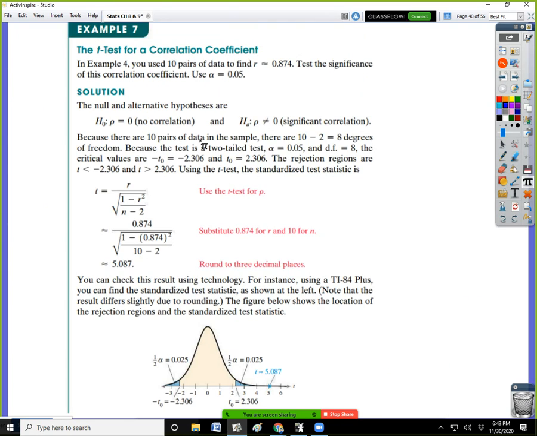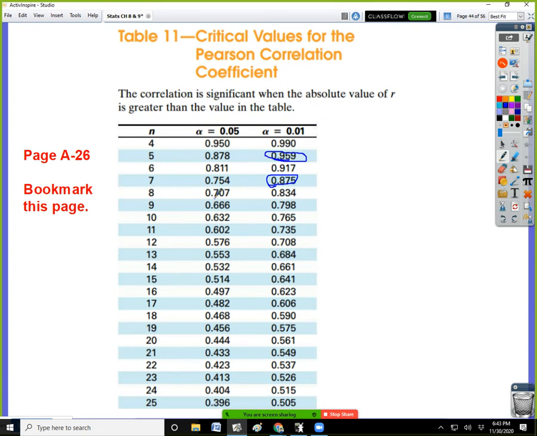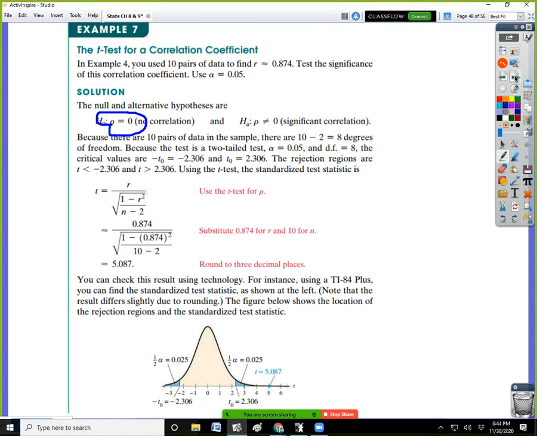All right, so let's see. We're doing P equals 0, right? So remember, that means it's a 2-tail test. So we want 0.05, and the degrees of freedom are 8. So 0.834 is the number I'm looking for. So 0.834 gives me a critical value of minus 2.306. Wait a minute, what?